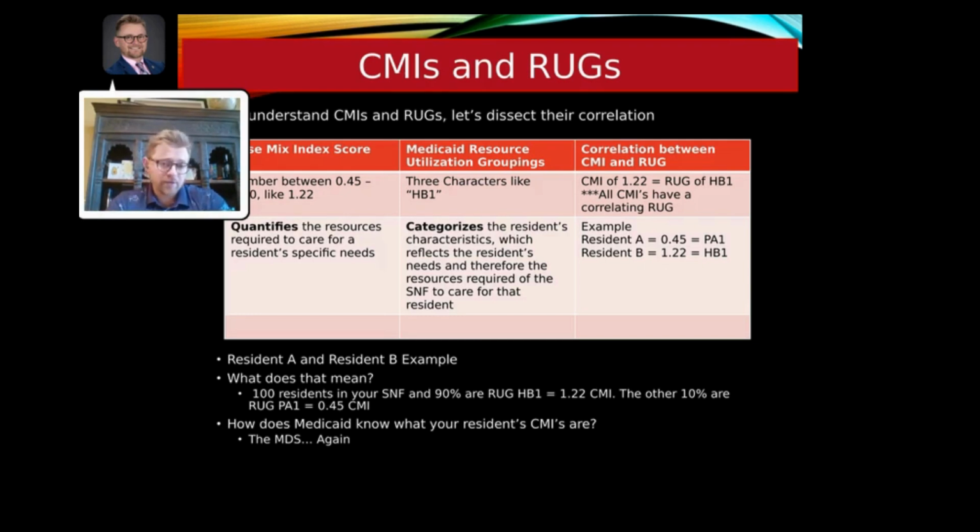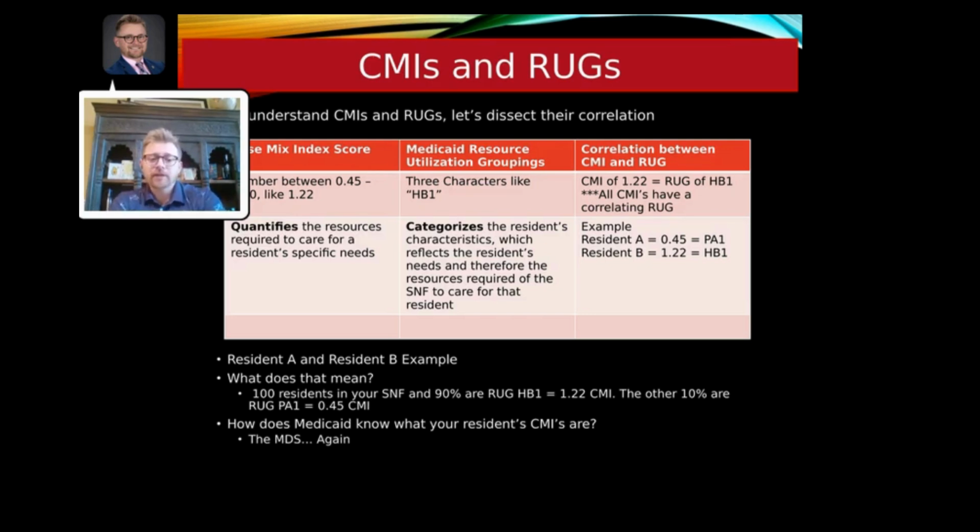CMI, case mix index score, it's important to know that every post-acute care provider has one, whether it's a CMI, or maybe they call it a CMA, like in home health. It's a way to quantify the resources required to take care of that resident's specific needs. So let's look at an extreme example. Underneath the case mix index score column, the CMI can be any number between 0.45 and 3. 0.45 is the lowest CMI score, 3 is the highest.